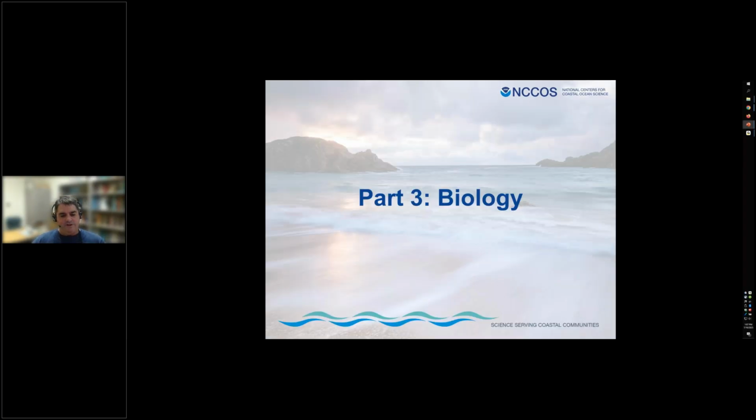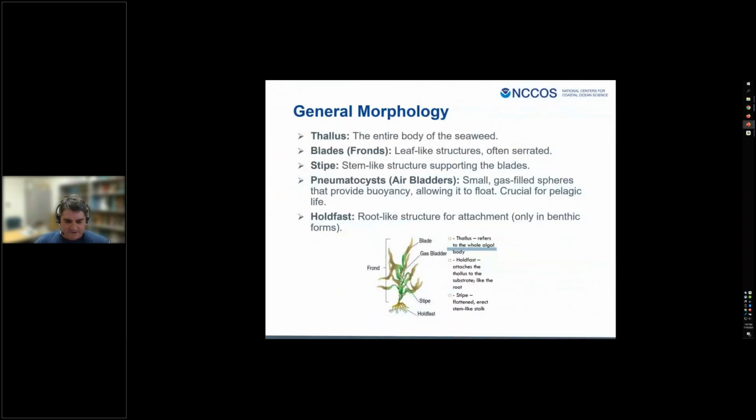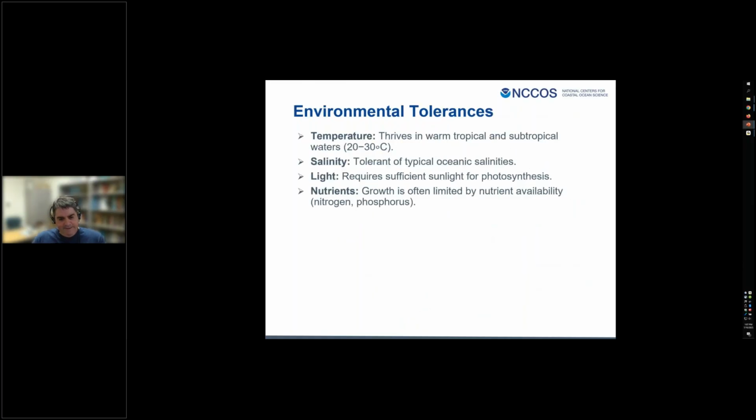So what actually is Sargasso? As we said, it's a macroalgae that people often refer to as seaweed. It's very plant-like with a formal stem structure and leaf-like blades. Benthic species have a holdfast, which they attach to the bottom, but the more distinct feature is their air or gas bladders that help them float. Sargasso can tolerate a wide range of temperatures and typical ocean salinities. They do need a lot of light, and their growth is mostly limited by nutrient availability. This last point is an important one to keep in mind.